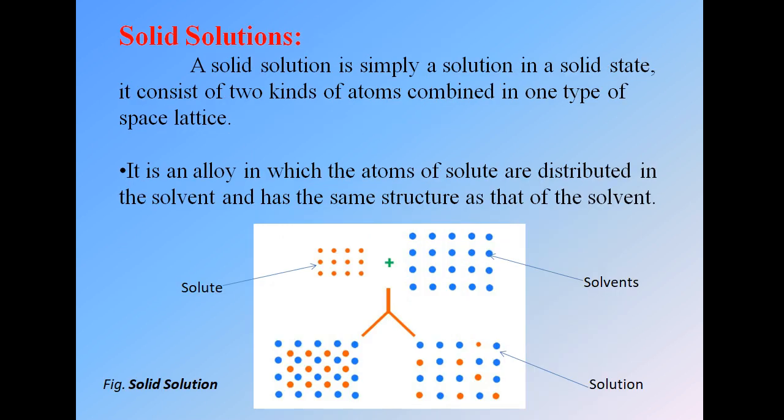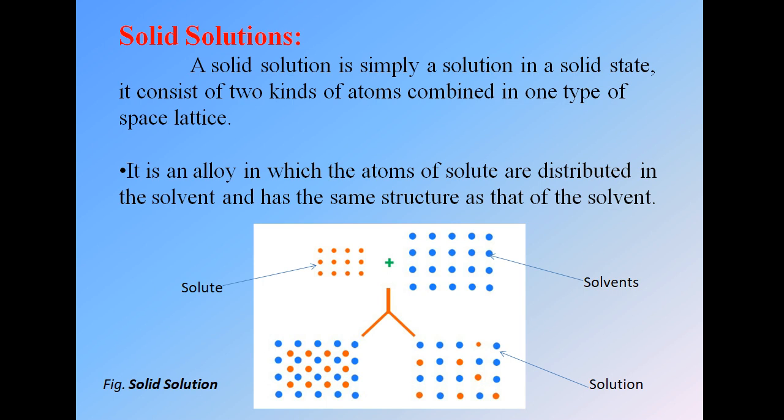Next, the second point from this lecture, that is solid solutions. A solid solution is simply a solution in a solid state. It consists of two kinds of atoms combined in one type of space lattice. Solid solution means here we form a solution with two things, that is solute and solvent. Solute, as I said earlier, is the one having lower composition, and the one having higher composition is the solvent. In the figure you can see the orange spheres are the solute, and the blue spheres are the solvent, and when we mix both of these, we get a solution.